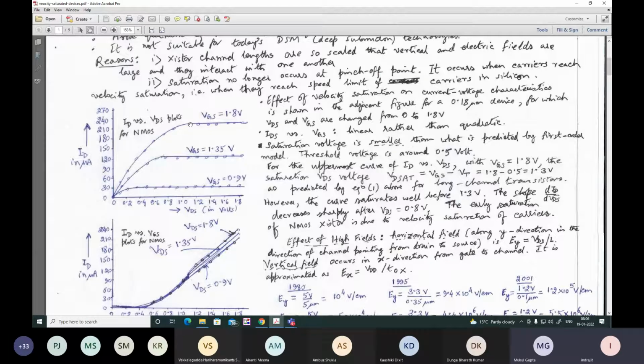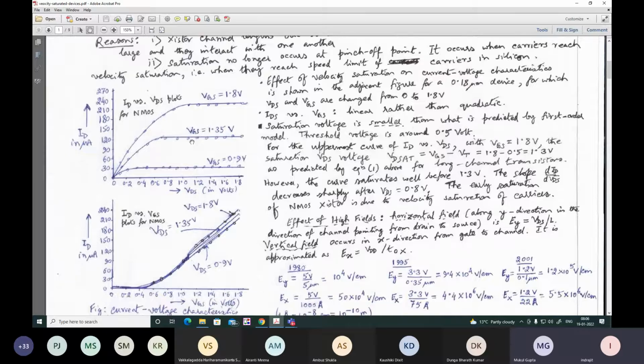However, from the theoretical conventional long channel argument, it should start at 1.8 minus 0.5 or 1.3 volt. And similarly for 1.35 volt, it should start at 1.35 minus 0.5, that means 0.8, but it will start somewhat earlier. Similarly for 0.9 volt.